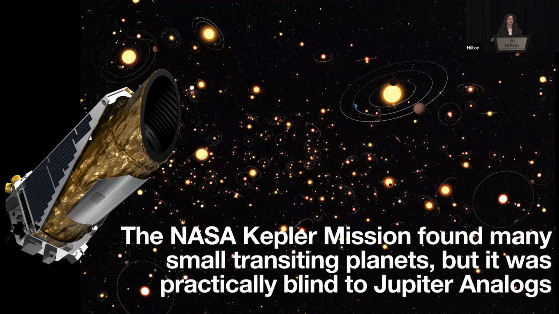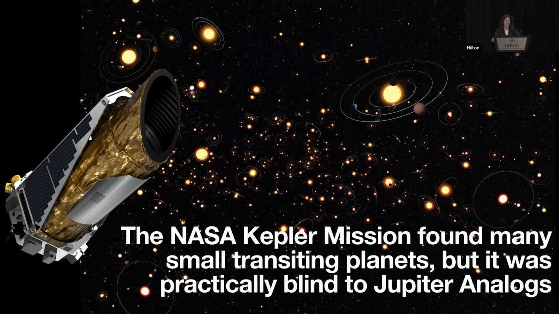Many of you are familiar with the NASA Kepler mission, which discovered thousands of planets between the sizes of Mars and Neptune within 1 AU of their host stars. However, this mission was practically blind to Jupiter analogs. This is because planets at the orbital distance of Jupiter have only a 0.1% chance of transiting their star, which is a prerequisite for their detection with Kepler.